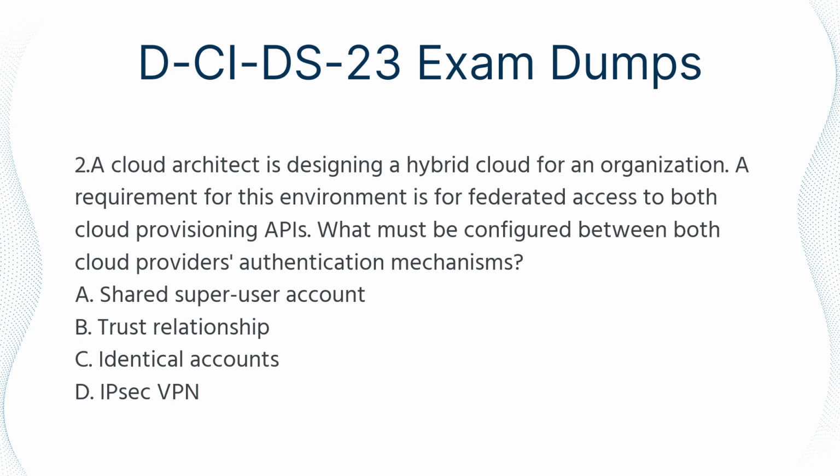Option C, identical accounts, might not be feasible or practical, especially if the two cloud providers have different authentication systems or policies. Option D, IPsec VPN, is used for secure communication between networks but is not specifically related to federated access to cloud provisioning APIs. While it can provide secure connectivity between on-premises and cloud environments, it doesn't directly address the authentication mechanisms between the cloud providers.